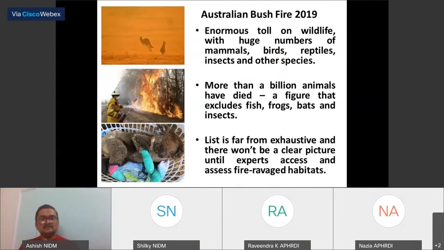The Australian bushfire and the Amazon bushfire are very famous, with an enormous toll on wildlife, with huge numbers of mammals, birds, reptiles, insects, and other species.